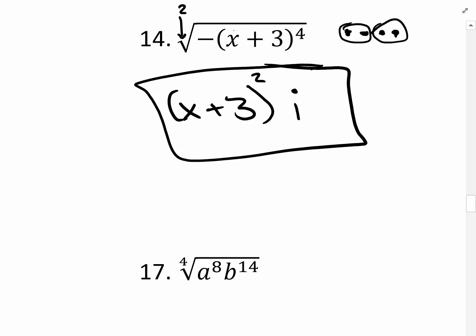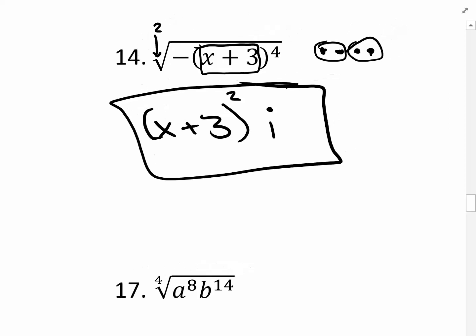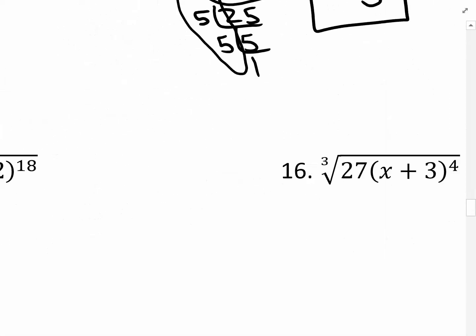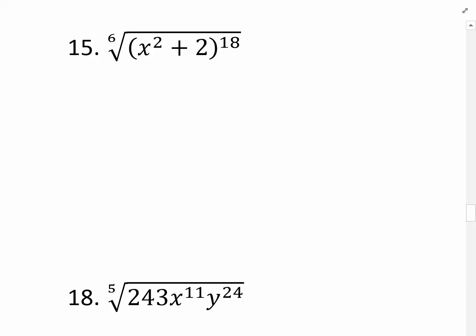Remember, you don't care what's inside the parentheses. You just copy it down and figure out the exponent. Next one. We've got another set of parentheses. You don't care what's inside. Just write x squared plus 2 and figure out the exponent.